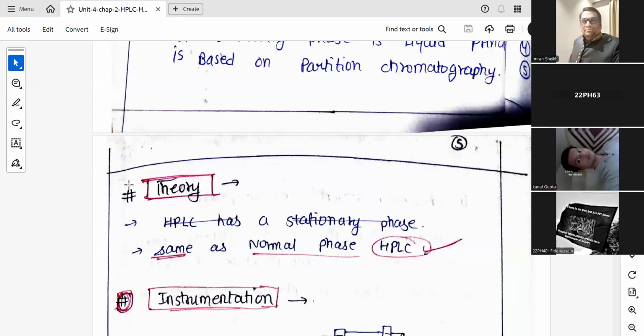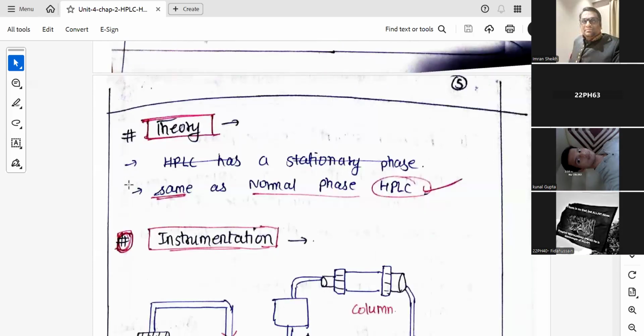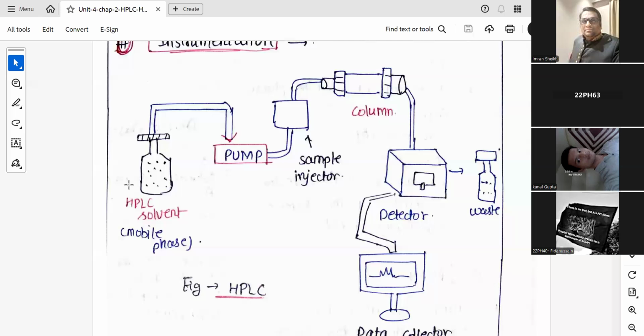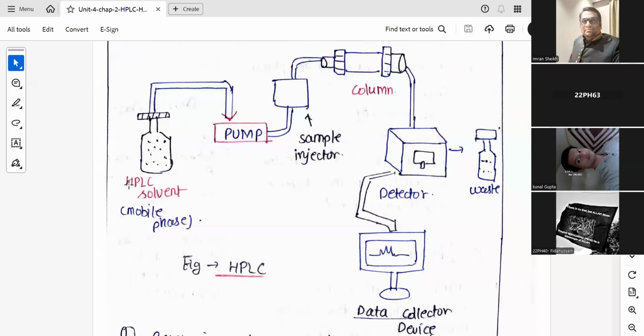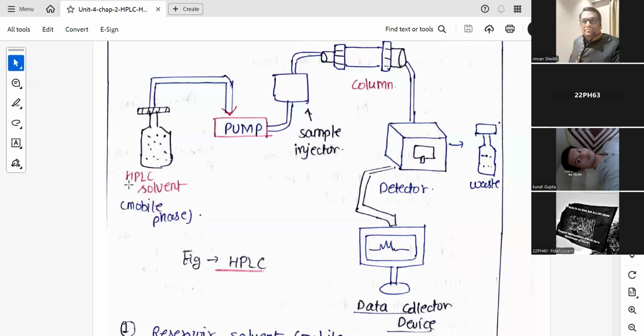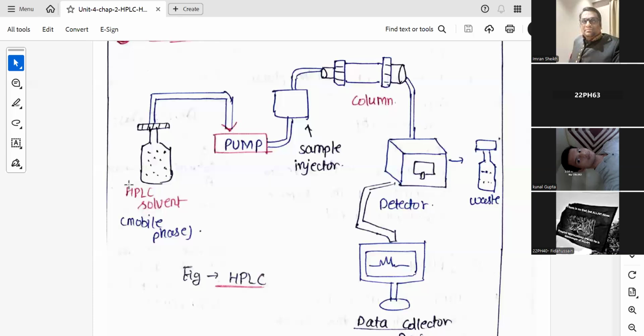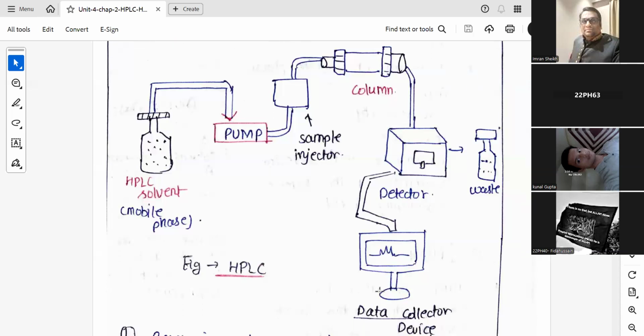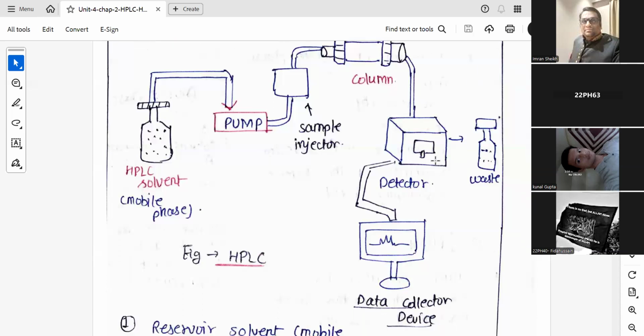Yes, sir. The theory is very similar to the normal phase chromatography. We have seen it. Now the instrumentation part, very, very important. You can see this. This is the sample injector. Now this is the column. This is the detector. This is the data collection device.